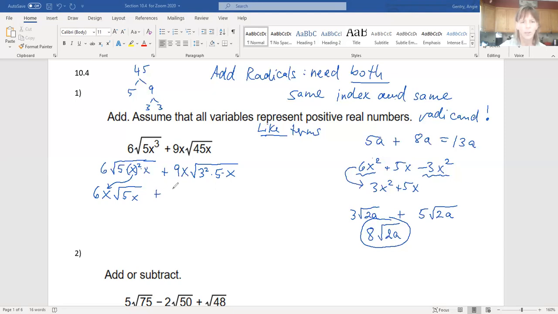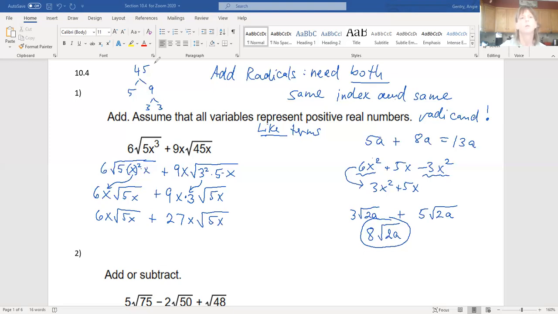And then we have a 9 times what comes out. And some of you will do this. Go ahead and simplify all at once. Sorry, this is a little messy. 3 comes out, what stays under? 5x. Then nothing else happens with that left term, plus 9 times 3 is 27.